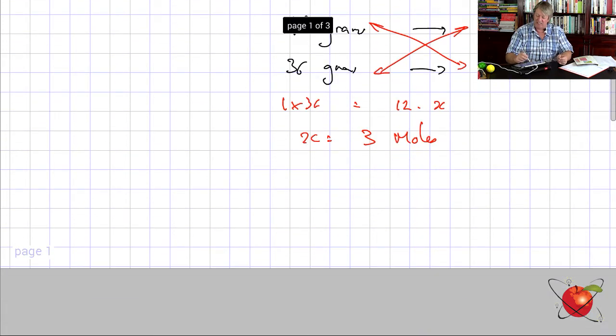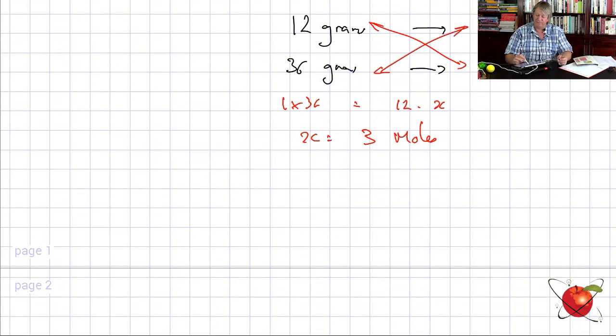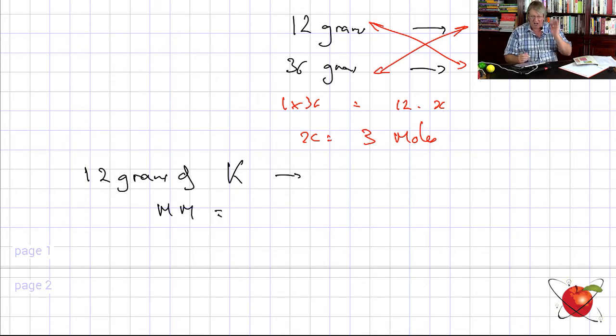For example, let's say we've got 12 grams of potassium. Now we go and work out the molar mass of potassium. I abbreviate it to mm, just to keep it shorter. Mm, 2 capitals. Think of it as McDonald's, mm.